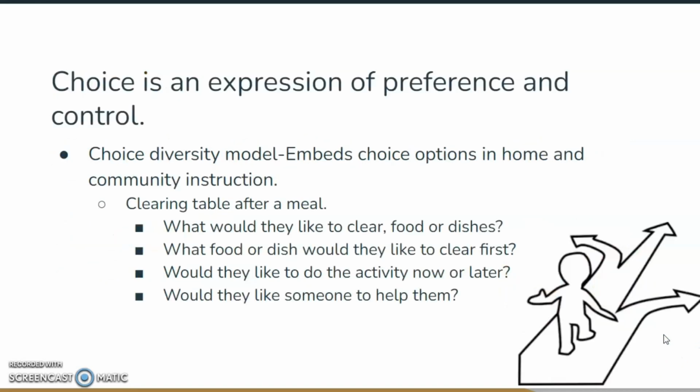Choice is an expression of preference and control. It is the act of selecting among presented options. The choice diversity model embeds choice options in home and community instructions. So at school, teachers can analyze steps of a task and then identify the choice options that can be made available at various steps. They can then identify between activity choices within the activity choices, such as maybe getting the materials needed or the sequence of activities to complete, all of these are embedded within the steps of the task analysis. An example of this could be cleaning up after a meal.